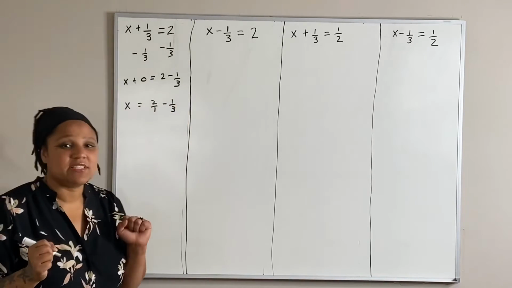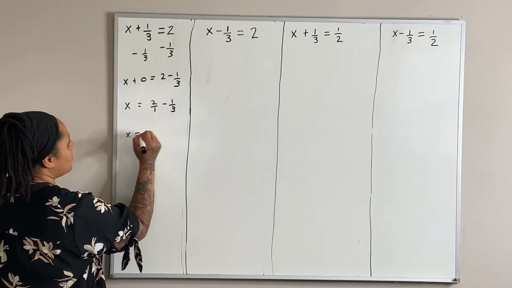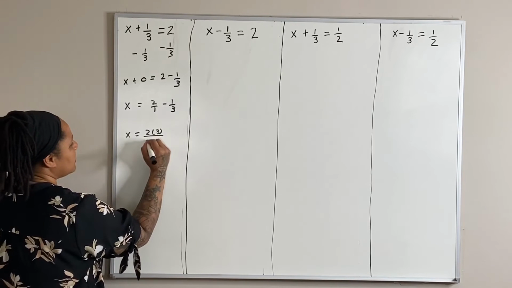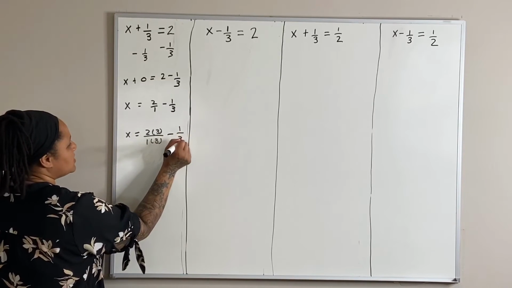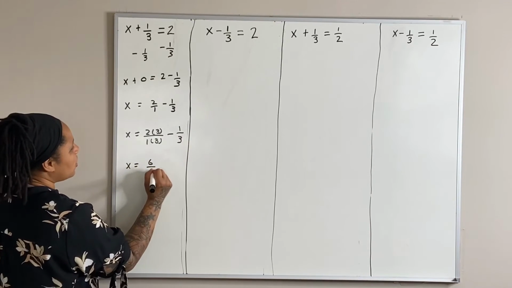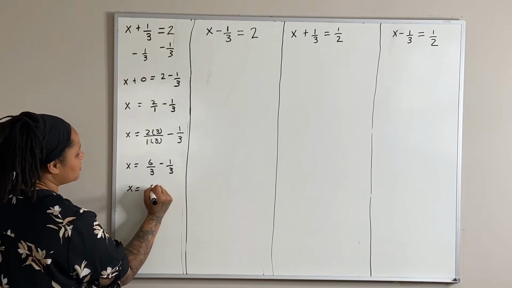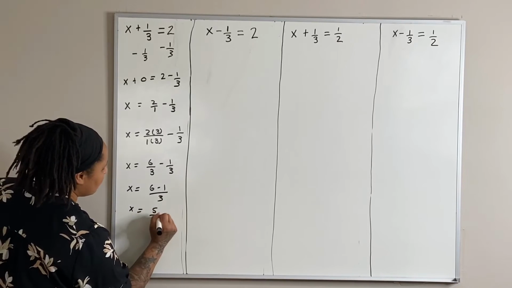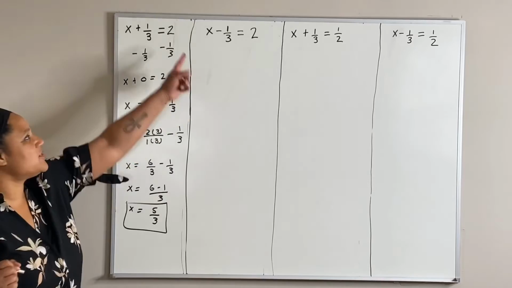Now we need a common denominator, right? Our common denominator is a 3. That means I am going to multiply the top and the bottom of this first fraction by a 3. And let's bring down our 1/3. So now we have x is equal to 6 over 3 minus 1 over 3. And now we can combine our numerators. So that is 6 minus 1 over 3, which means that we have x is equal to 5 over 3. And there you have it for our first one. Let's go to our second one.